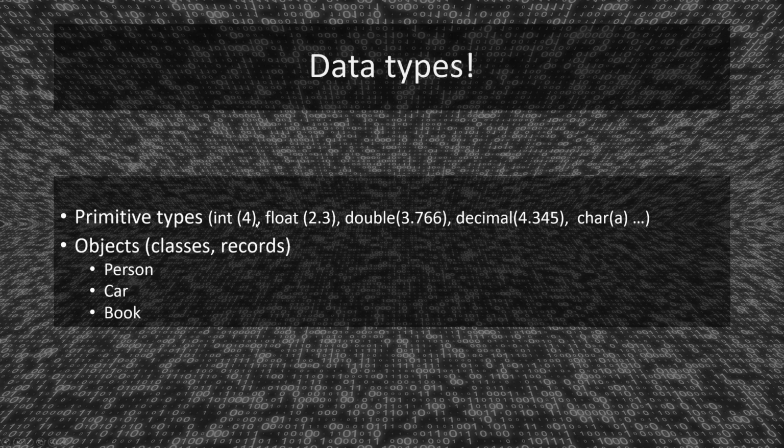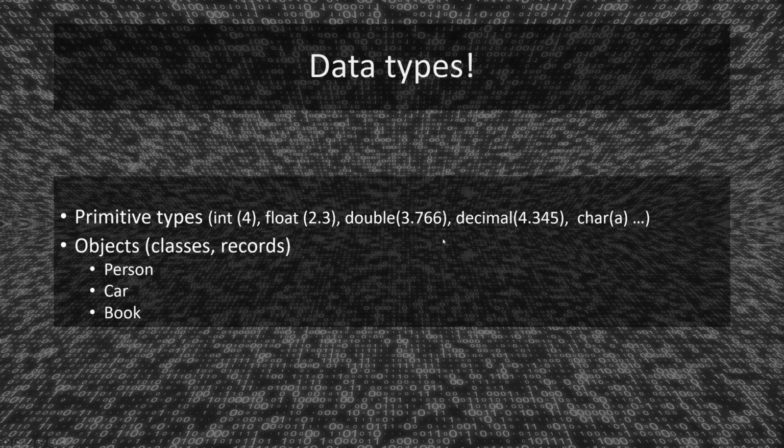Primitive types are like integer. Integer is the real numbers. Real numbers like 1, 2, 0, 4, they don't have decimal point numbers. Float, as you can see, I have here written an example for each type. Float is when you have a decimal point. Double also when you have a decimal point. Decimal is also a decimal point number.